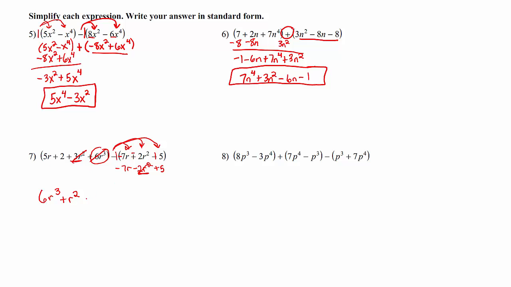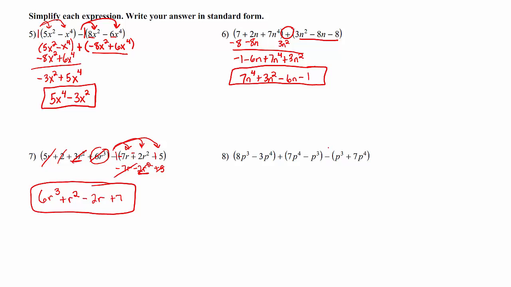5r minus 7r is negative 2r. And then 2 plus 5 is 7. So lots of people will either just not mark that out, or you can mark it out. And because I did it based on the highest exponent and counting down, it's already in standard form that way. So either of those two ways of writing down and showing your work are pretty much acceptable for most teachers, I would say, at least.